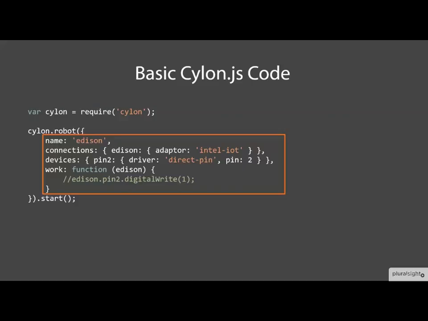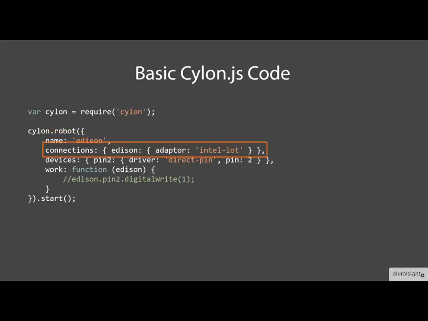This robot definition is made up of a few simple components. First, a name. This is how we're going to refer to our robot later on in the work function. Next, there are connections. This is the driver that's going to be used. Since we're using an Edison, we're using the Intel-IoT driver. Do keep in mind that Cylon's going to see this and go looking for a package with that name Intel-IoT and prefixed with Cylon-. So we're going to need to npm install the Cylon-Intel-IoT module in order for this to work.